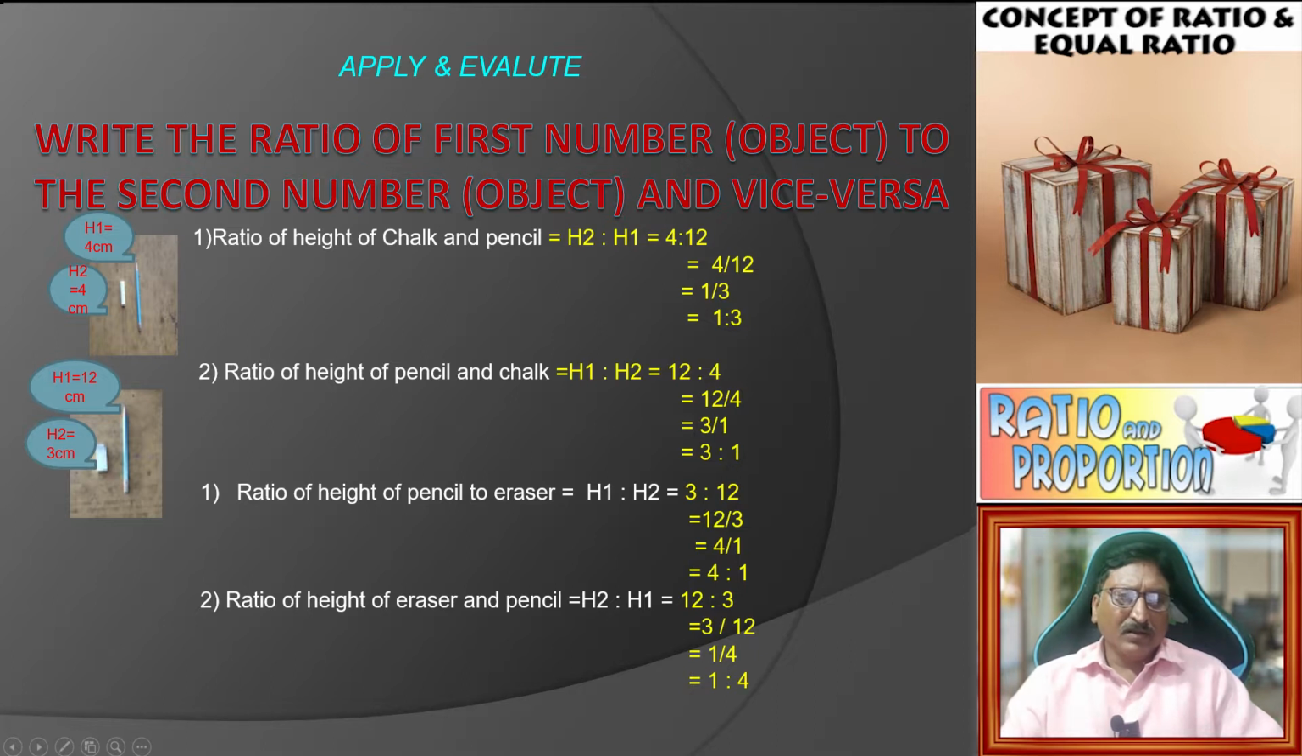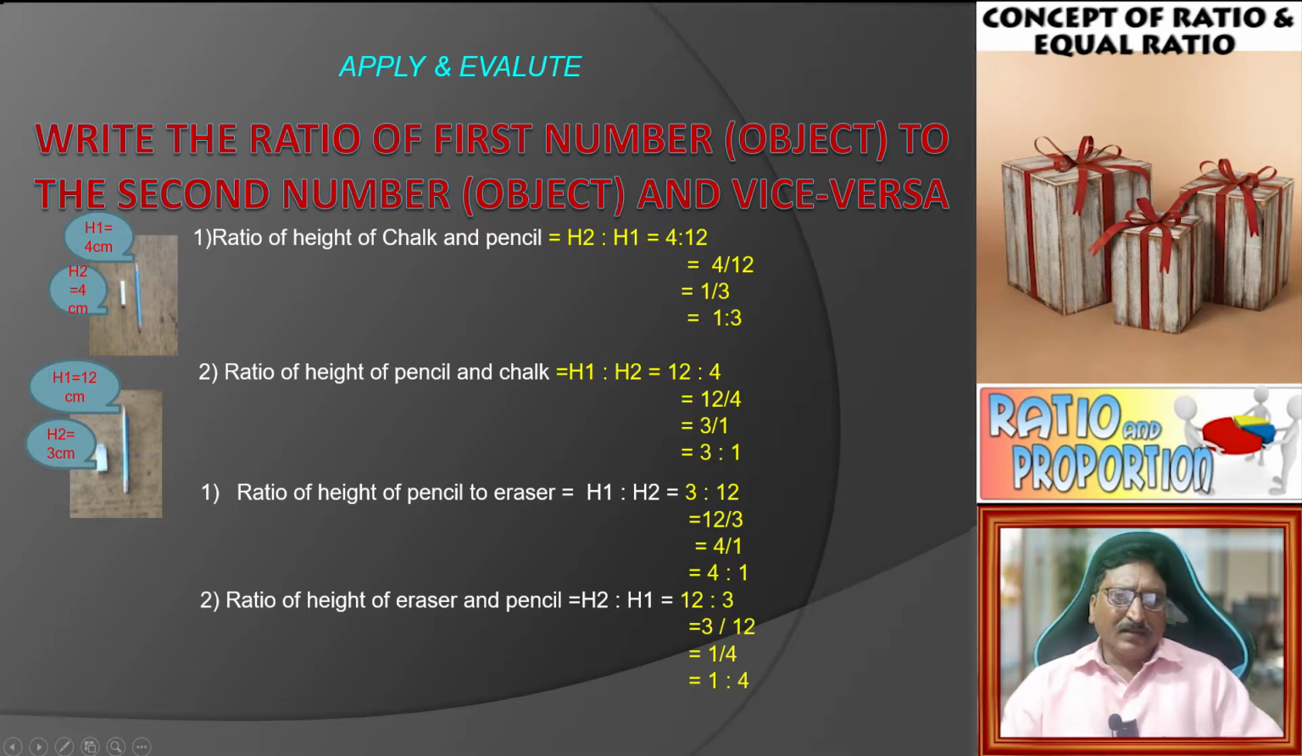That's chalk. It is 4. That means while writing the ratios, you can use first object first or second object also first. In this second example you have written H2 is to H1, that's 12 is to 4. Again it is written in the form of a fraction, 12 upon 4. We can divide 12 and 4 by the number 4, and the reduced value is 3 upon 1, and it can be written as 3 is to 1.